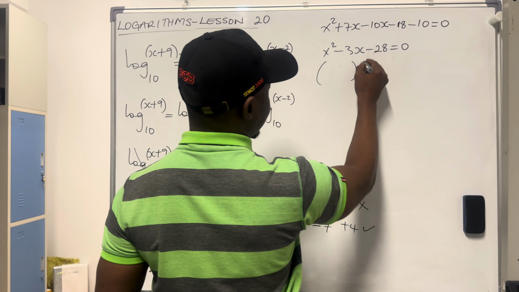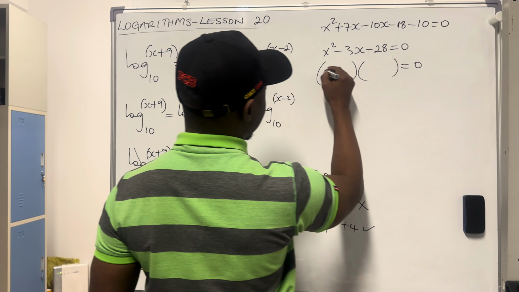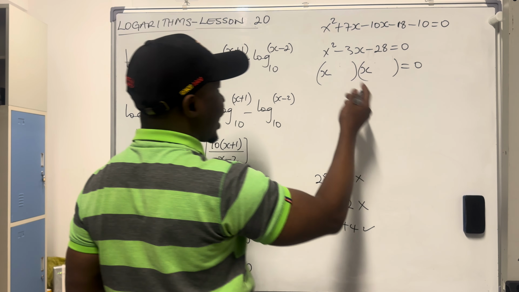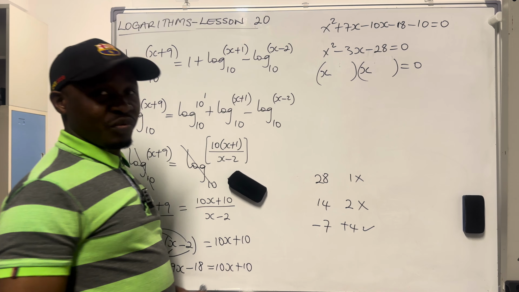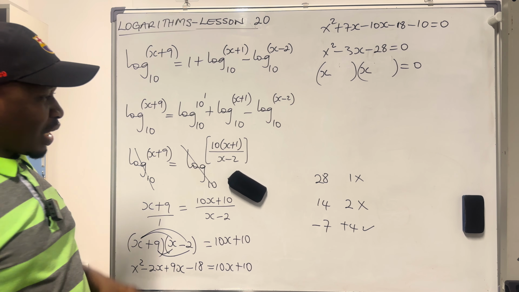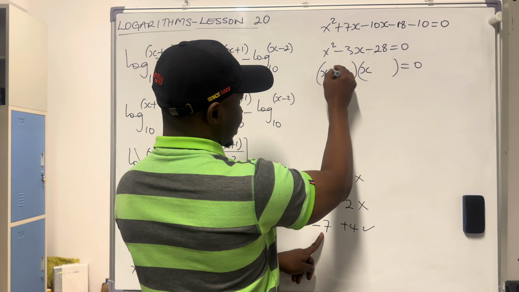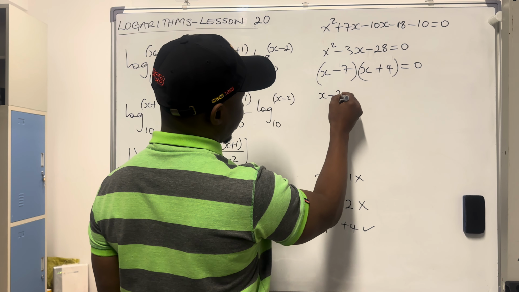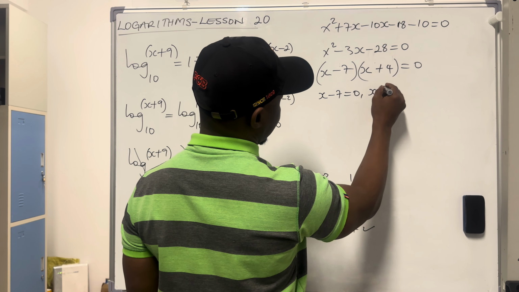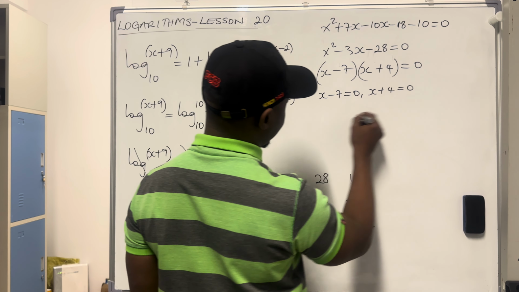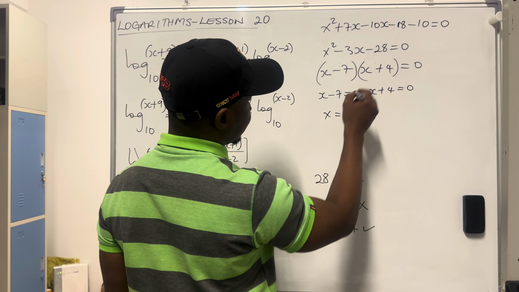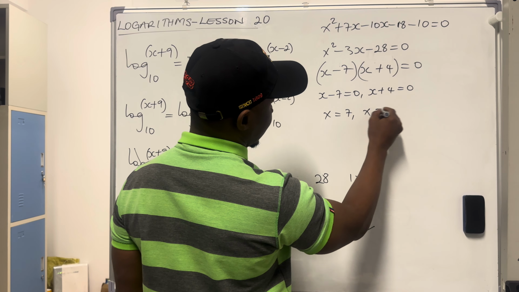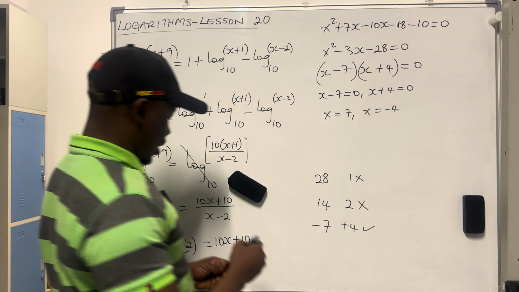So we have our two brackets like this. We say x, we say x. Why x? Because x is involved in the equation. So the factors are minus 7 and plus 4. So x minus 7 is 0, x plus 4 is 0. Then x is plus 7, x is minus 4.